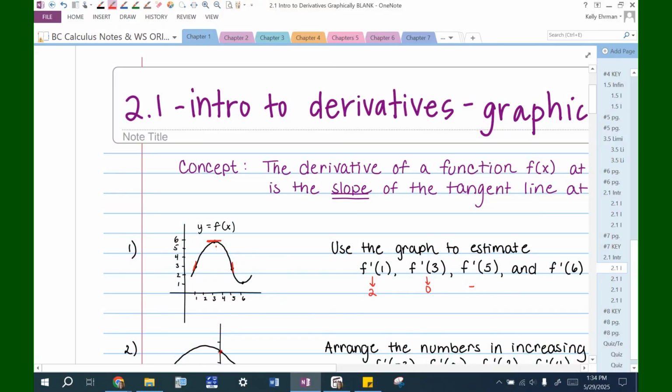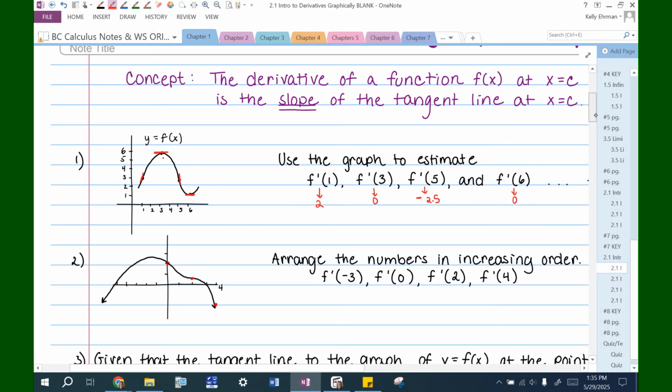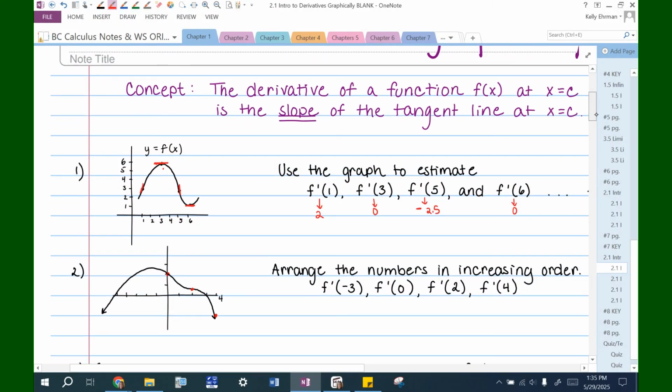F prime of 5 is negative for sure. Do we think it's negative 2? Maybe it's a little steeper, negative 2.5. These are just estimates again. And f prime of 6 looks to be about 0 to me as well. I guess I could have put equals. I thought we were going to do something with them.